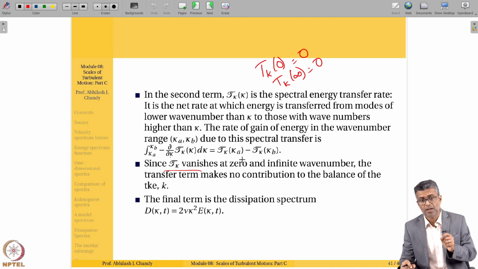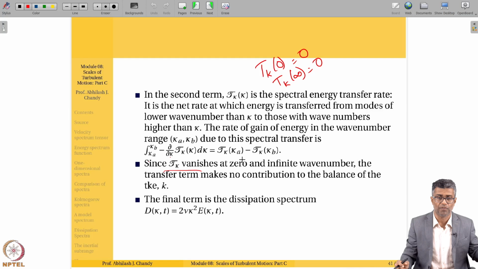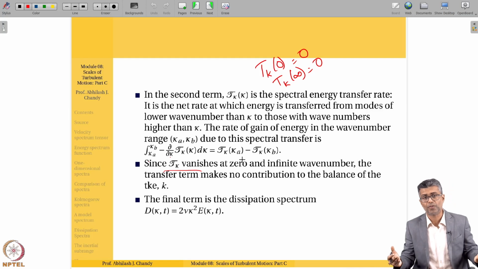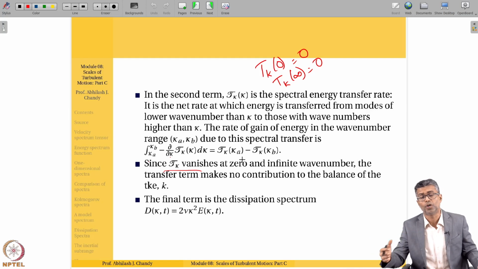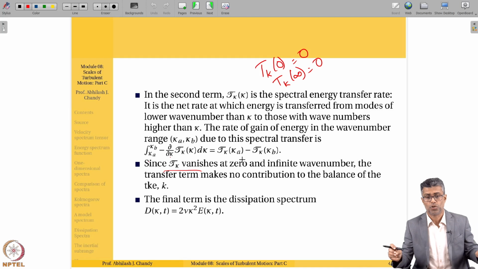Now from this we realized that since T_k is vanishing both at 0 and infinity wave numbers, why is that? It is vanishing at 0 wave number because there is nothing below it, isn't it? There's no energy to transfer from below that wave number, so it is 0. And at infinity wave number, it is also 0 because there are no wave numbers to transfer the energy to from there. That's the largest wave number. So at both ends, it should be 0, isn't it? So that much we know.